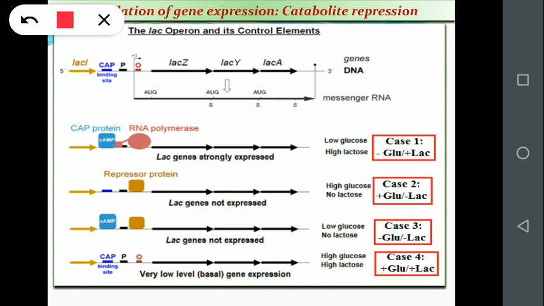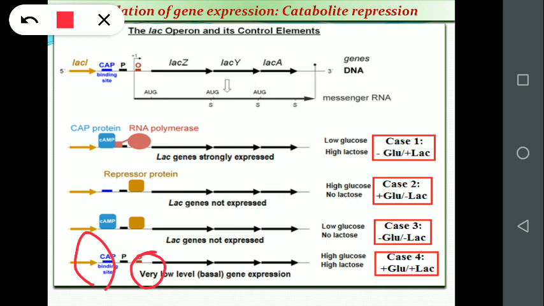And in the fourth case, both are there. This is the actual catabolite repression. This case is considered the actual catabolite repression process. Both glucose and lactose are there. Because the glucose is there, cyclic AMP levels will be less, so the cap site is free. No CRP binds to the cap site. But because the lactose is there, the operator site is also free, because that lactose binds to the repressor and makes it inactive.